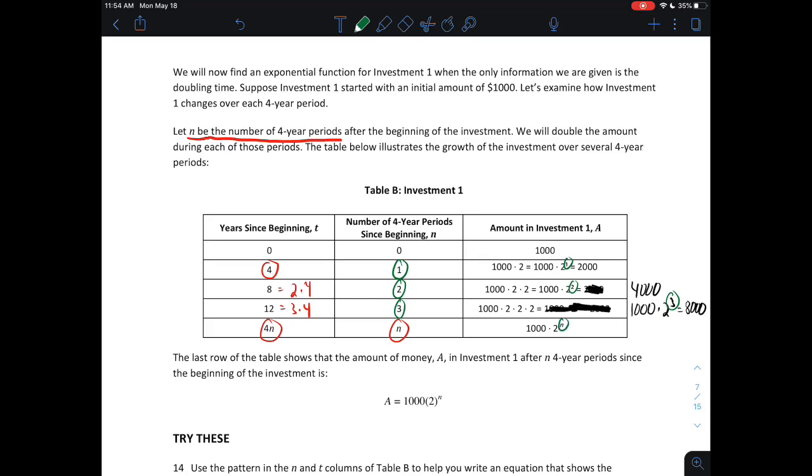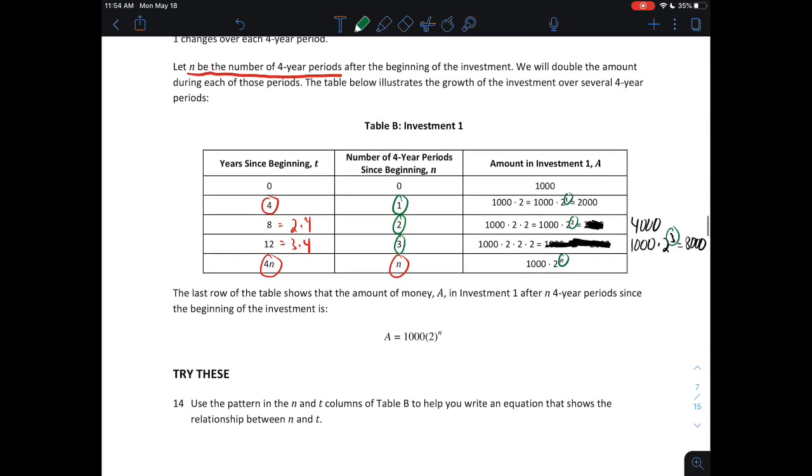The last row of the table shows that the amount of money, capital A, in investment 1 after n 4-year periods since the beginning of the investment is the same thing as capital A equal to 1,000 times 2 to the n. So you can see how we can get an exponential function even from that concept of doubling.